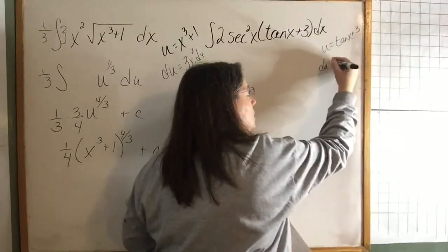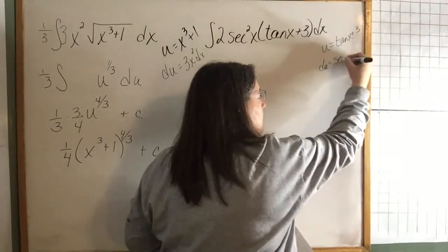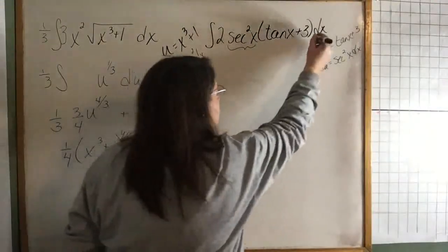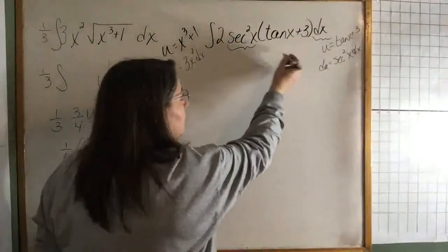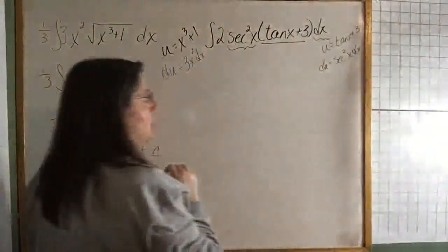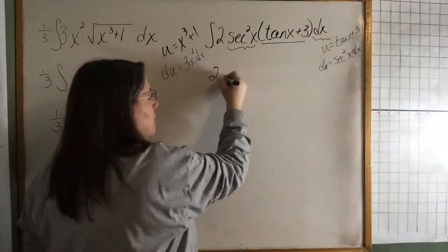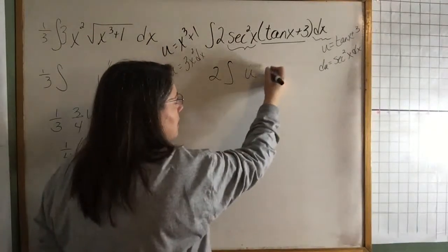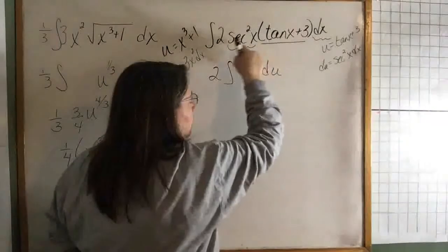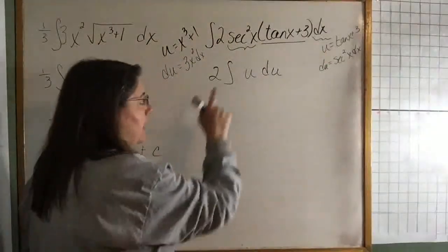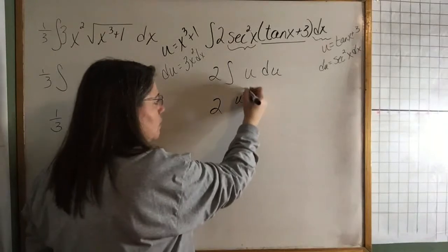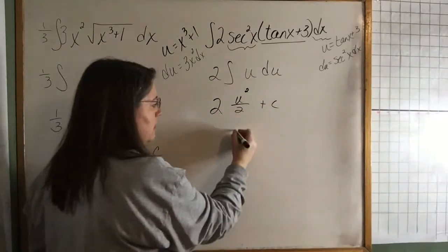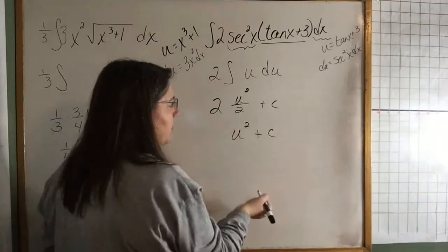That means my du, the derivative of tangent, is secant squared x dx. Here we have a secant squared x dx. Here we have our u, tangent x plus 3. So that 2 can be brought to the outside, and then we can substitute. That's u du, u du. If I integrate, I've got 2 times u squared over 2 plus c. The 2's cancel, leaving me with u squared plus c.